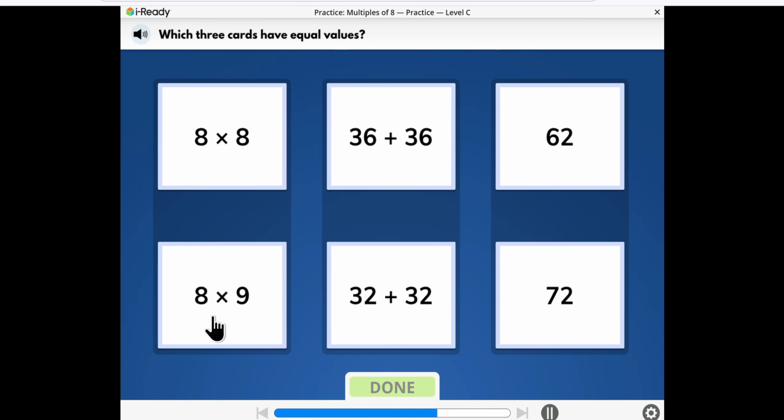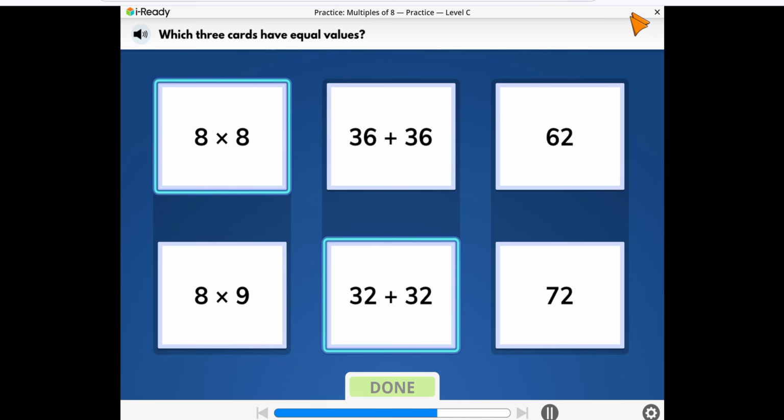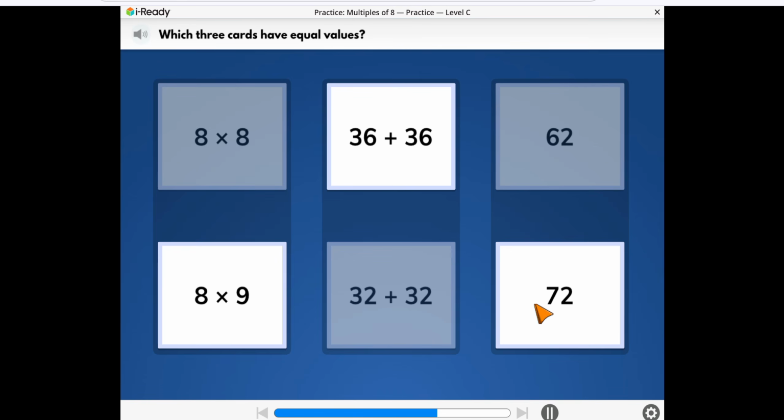So, guys, what do you think? I think these are the answers. So, guys, I think 8 times 8, 32 is 32, equals... Oh, no, it's actually these. These 3 cards all have a value of 72. Choose these cards.